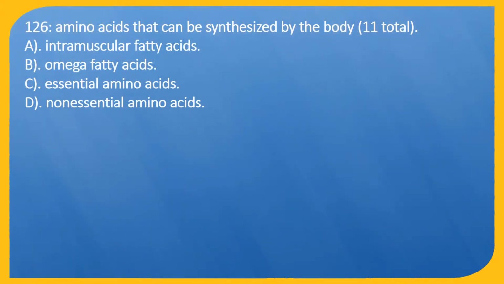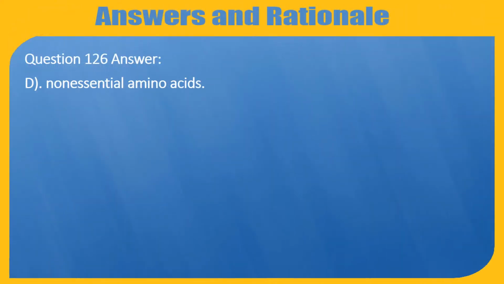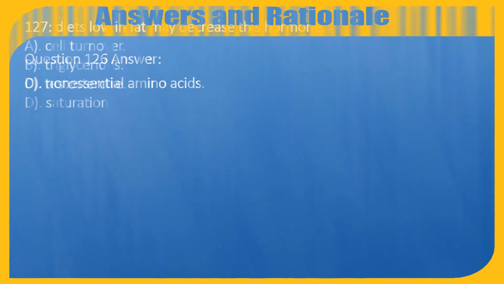Question 126, amino acids that can be synthesized by the body, 11 total. A. Intramuscular fatty acids. B. Omega fatty acids. C. Essential amino acids. D. Non-essential amino acids. Question 126 Answer, D. Non-essential amino acids.